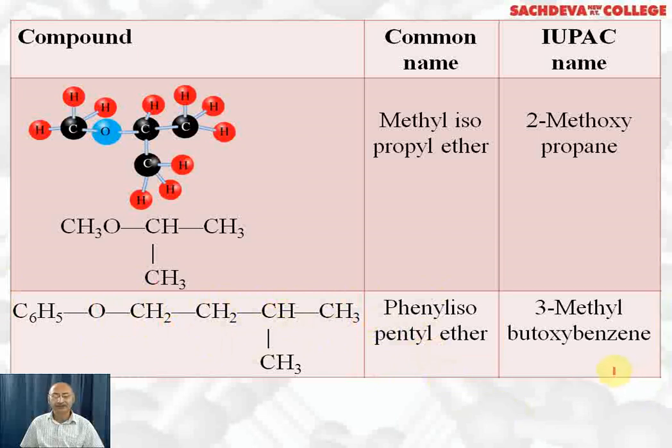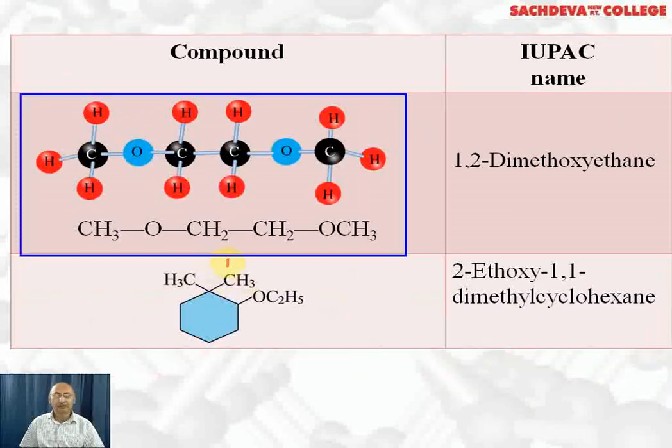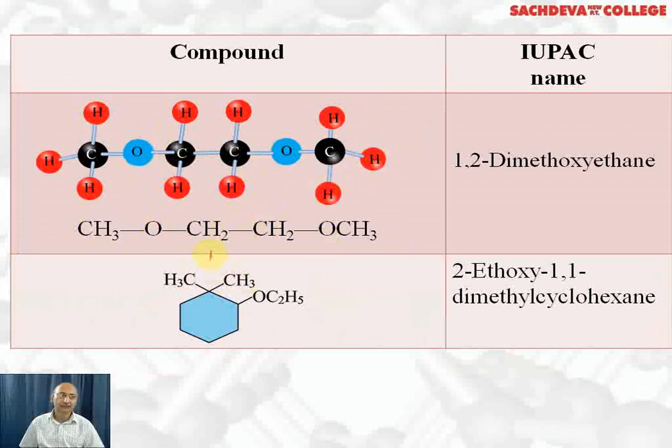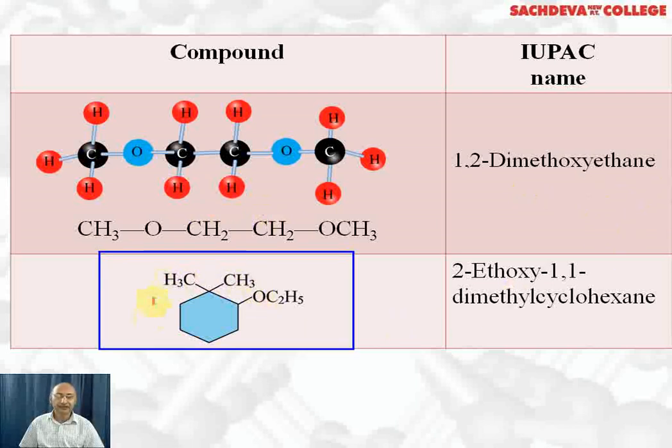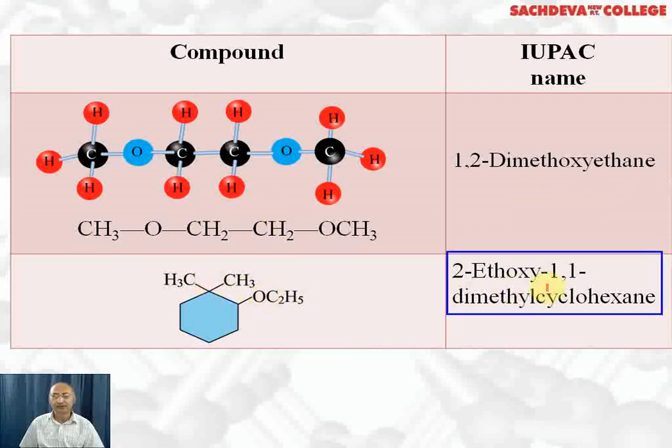Parent is benzene. Next we have 2 ether groups present here, OCH3, OCH3. OCH3, CH2, CH2, OCH3. Now we have to name the longest chain. It contains 2 carbon atoms, and both the carbon atoms are linked with methoxy group. So we call it 1,2-dimethoxyethane. Here we have cyclohexane which is attached to ethoxy and 2-methyl group. We give first, second, 2-ethoxy, 1,1-dimethylcyclohexane.